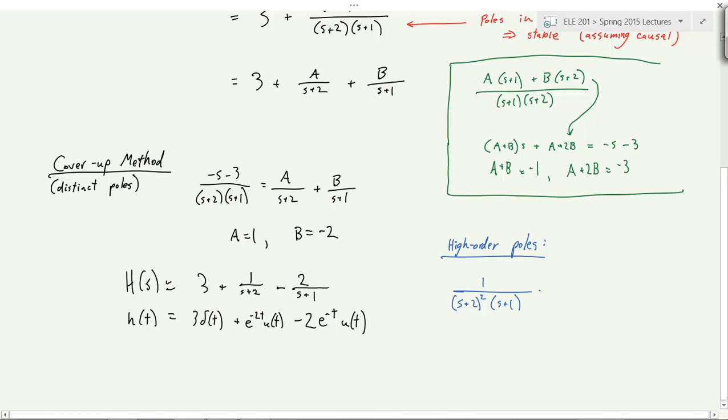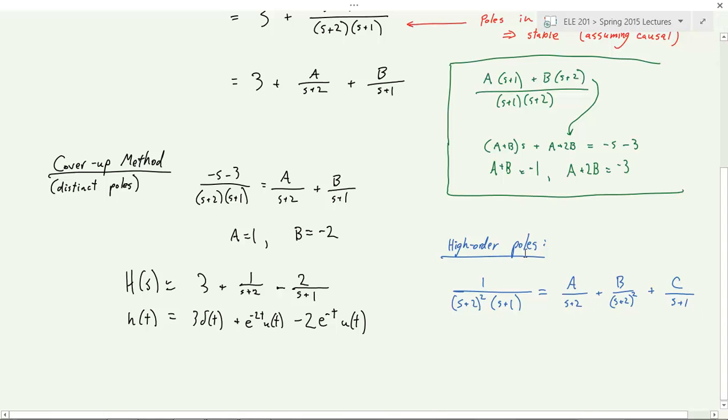And now here, to split this out into partial fractions, you'll actually need a constant over s plus 2 and a constant over s plus 2 squared. So you take every lower order pole than the one you started with, and you do that. Okay, so now you just solve for those constants. So that's how you take care of higher order poles. And in our table, we have the inverse of a higher order pole.